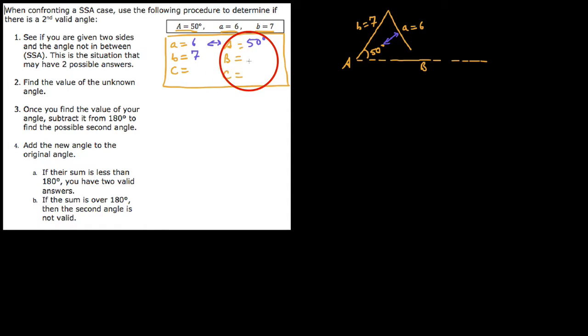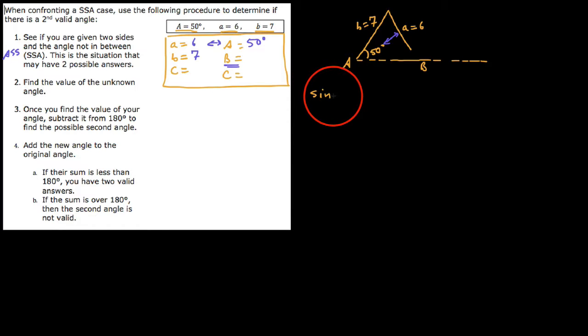Because we have this side-angle pair, first things first, we search for the unknown angle. For the steps we're going to go through to figure this out, number one, let's read this first. It says, see if you're given two sides and the angle not between, or the side-side-angle case, also the angle-side, however you want to write it. It says this is the situation that may have two possible answers. In this case, we can recognize that this is angle-side if you draw it, but also because we have an angle-side pair, but only one of the angles. So on step 2, we just find the value of the unknown angle. In other words, let's solve for B here.